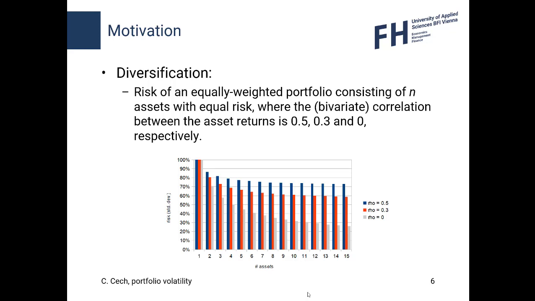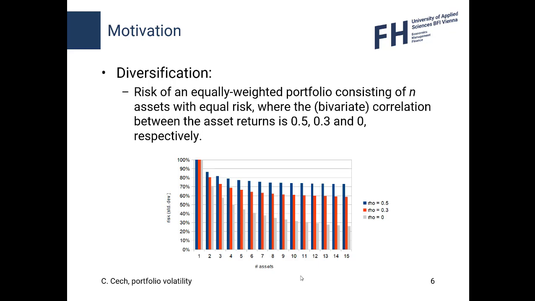If the correlation is only 30%, this is the red bar, you can reduce the risk by almost 40% if you invest in 10 assets rather than in only one asset. A correlation of 30% is realistic to find. Also 50%, you will find a lot of pairs of assets that have a correlation of 50%.